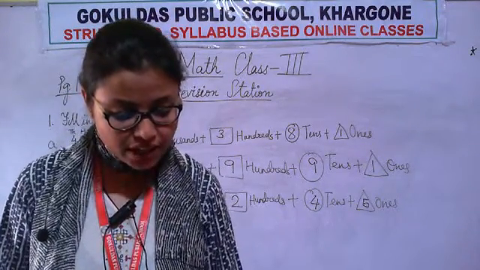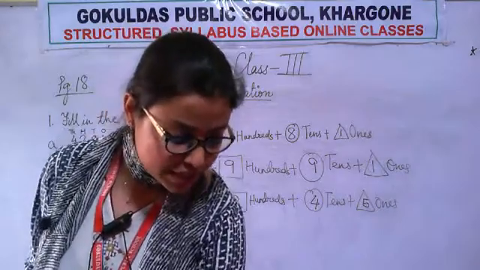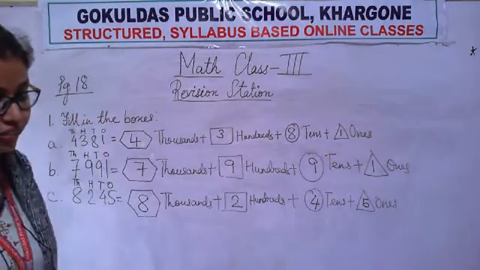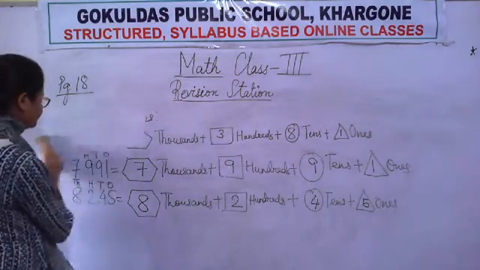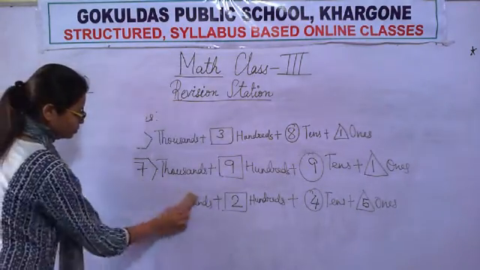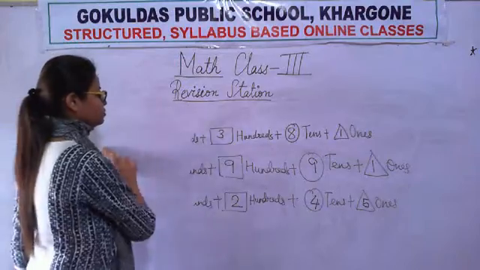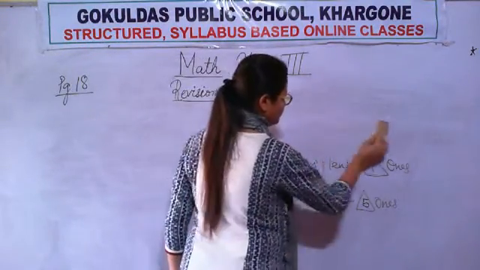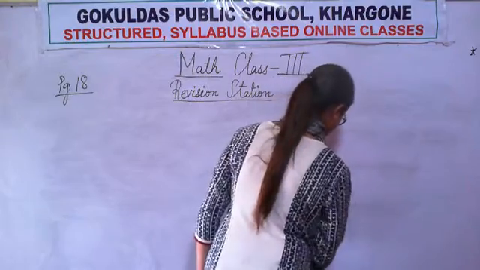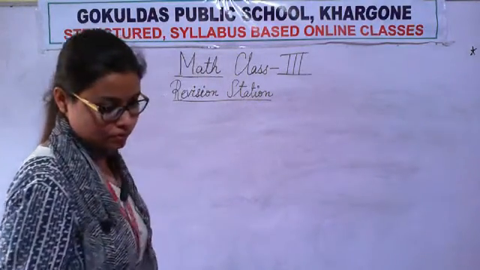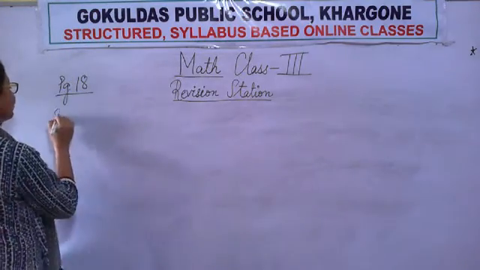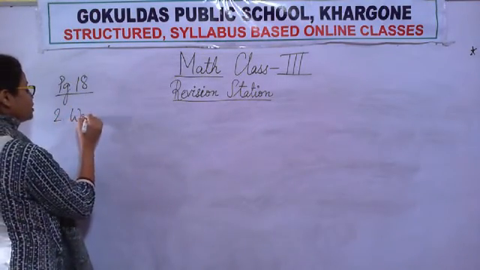Now I am moving to the next one, that is, write the largest and the smallest 4-digit number using the given digit. Number 2. Write the largest and the smallest. We all have done these sums. Now we are doing revision.